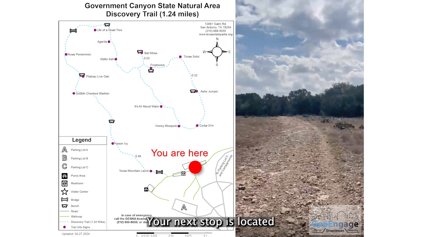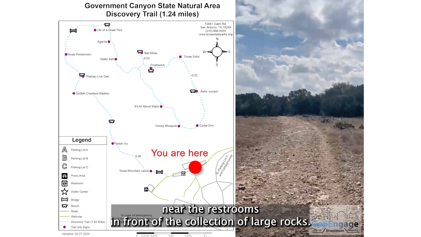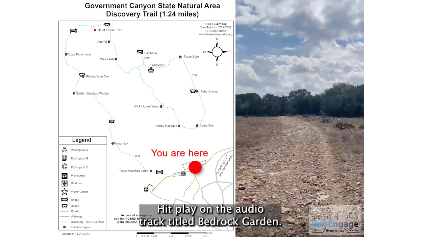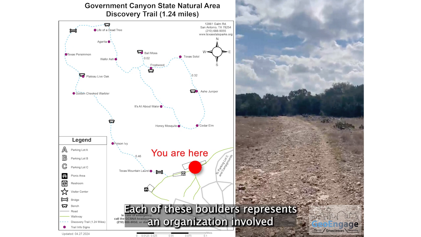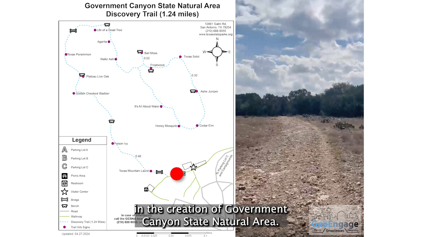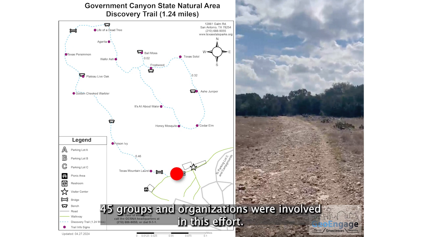Your next stop is located near the restrooms in front of the collection of large rocks. Hit play on the audio track titled Bedrock Garden. Look at the boulders in front of you. Each of these boulders represents an organization involved in the creation of Government Canyon State Natural Area. 45 groups and organizations were involved in this effort.